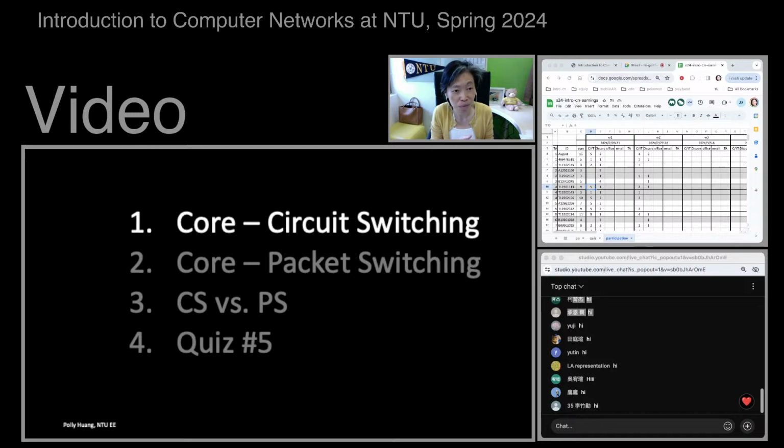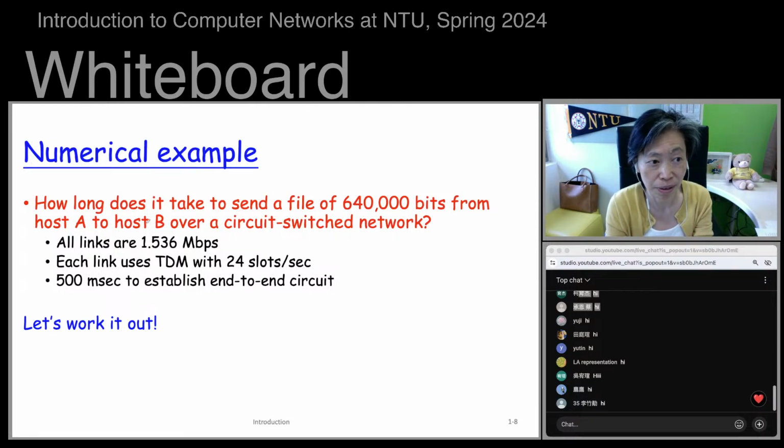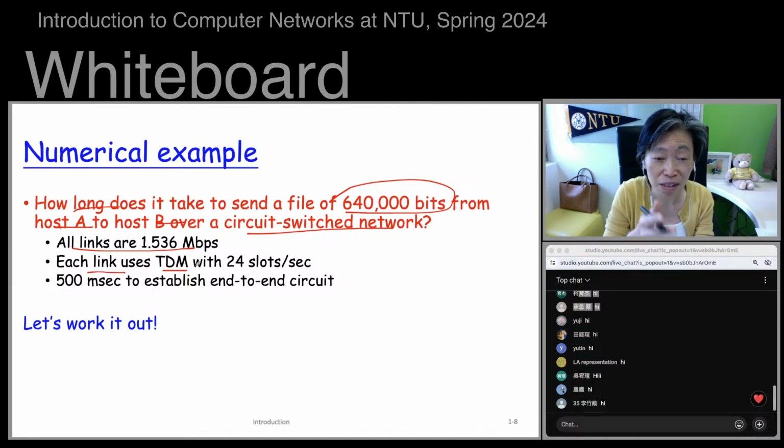And that is something that we want to talk about using a numerical example to illustrate how you calculate the transfer time in a circuit switch network. So, how long does it take to send a file this big from a sender to a receiver over a circuit switch network? And the assumptions are these. All links running the same bandwidth, and each link uses TDM to divide the resource into pieces, and we divide the resource into what? 24 pieces.